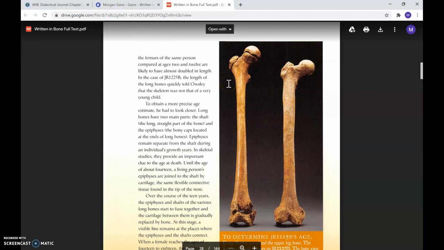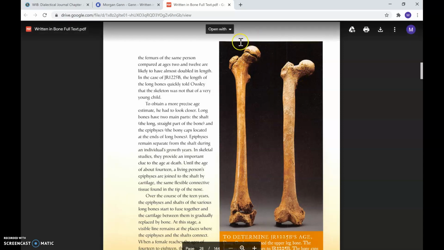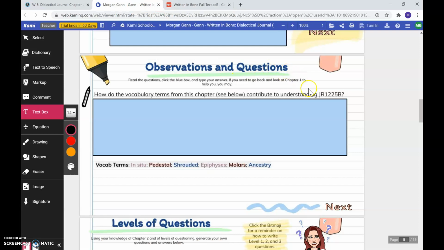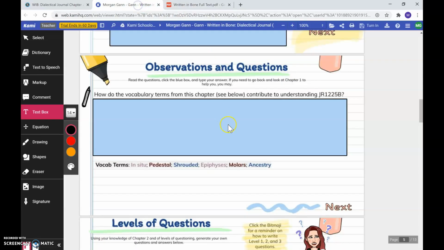So they use this process to determine how old a person is. If you reach a certain age and your bones are fused together, then they know that you're older than your teen years. If your bones still look like this, you still have this divide between the bony cap and the long bone, then they know that you are still an adolescent. What could they tell about JR 1225B's long bones? Were they fused together, like this right here, or was there still a line? How did that help them determine his age?